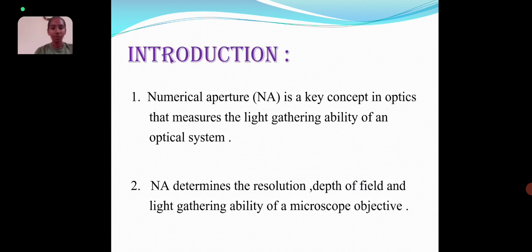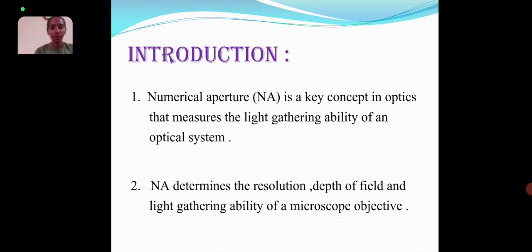So, the introduction of numerical aperture: numerical aperture, expressed as NA, is a key concept in optics that measures the light gathering ability of an optical system. NA, that is numerical aperture, determines the resolution, depth of field and light gathering ability of a microscope objective.